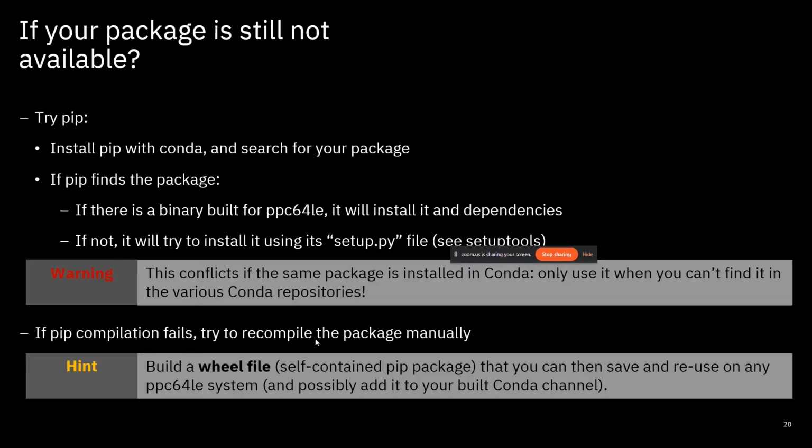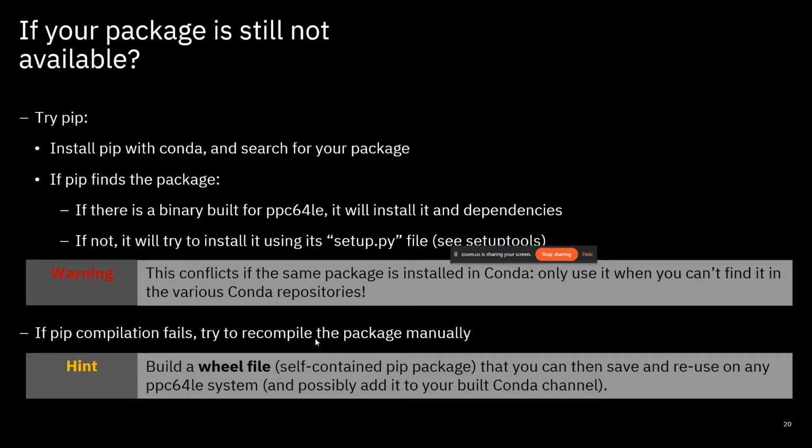And finally, let's say you're searching all these channels and the package you need is still not available. You still have the option to use pip inside Conda. Pip is a Conda package, so each Conda environment has its own pip. And you can use pip to install packages. The drawback of pip is that if there is a binary file for that package that is built for the PowerPC architecture, it will be installed and it will work fine.